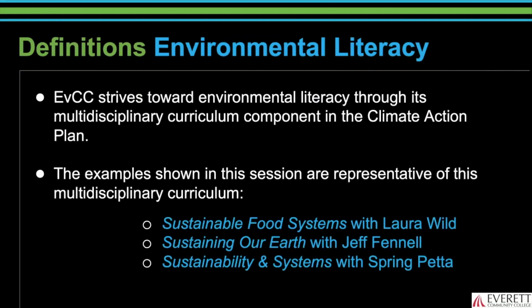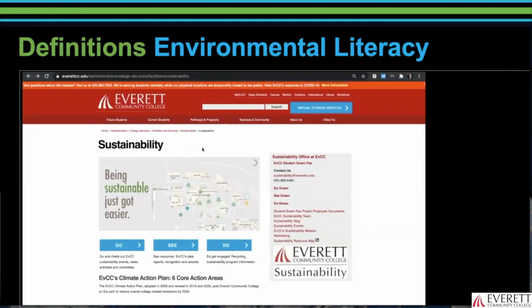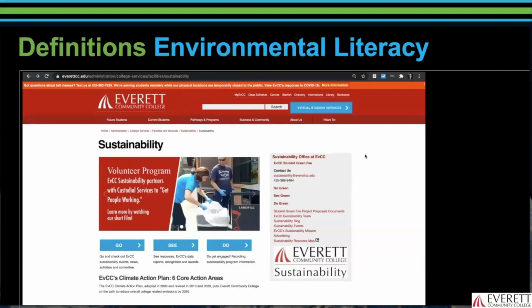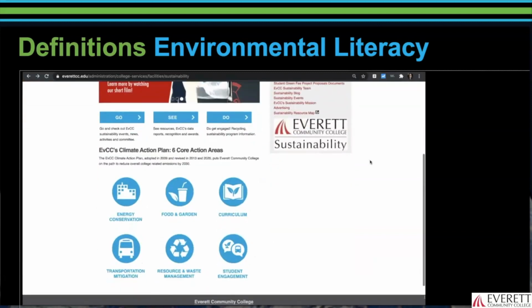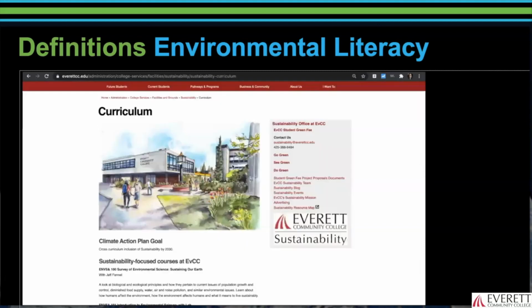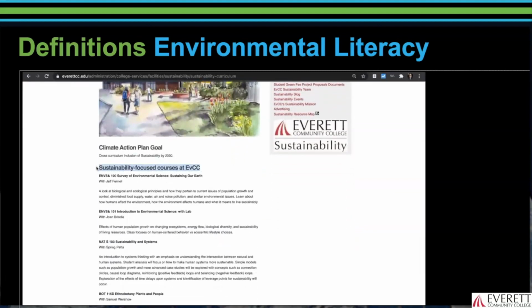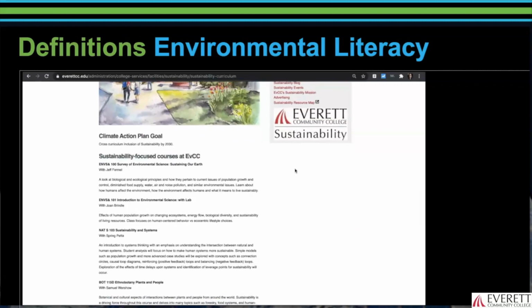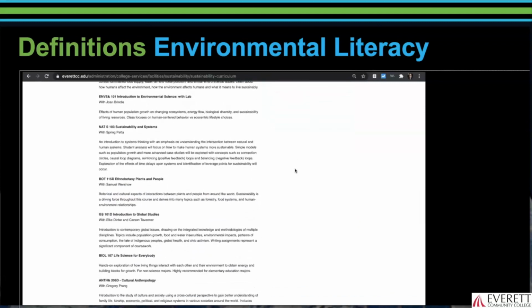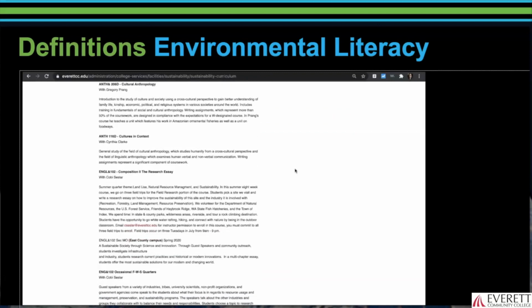The next definition is environmental literacy. Everett Community College strives toward environmental literacy through its multidisciplinary curriculum component in the Climate Action Plan. The curriculum examples in this session are representative of this. Here we see the sustainability page from the main website. Teaching environmental literacy demands a multidisciplinary approach. Sustainability-focused courses range in discipline from environmental science, botany, global studies, biology, anthropology, English, and nutrition.